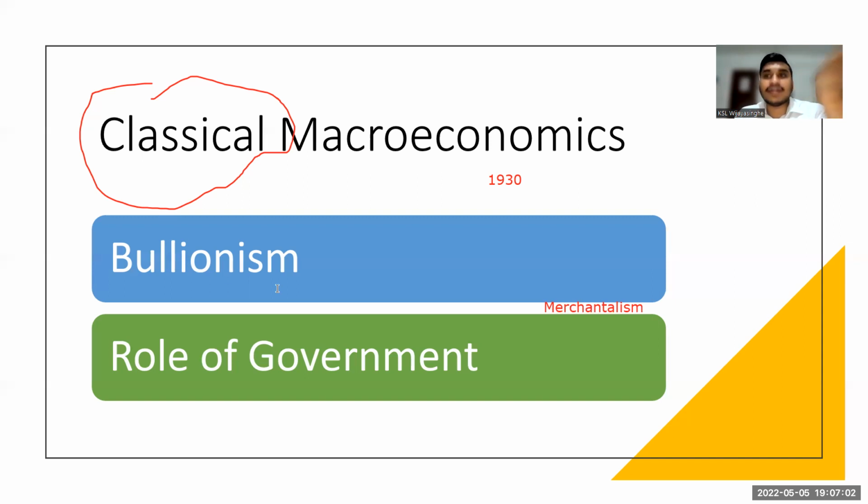They used gold and stuff. So in return, they got those precious metals. So what happened with this Bullionism concept is that people started to export more.